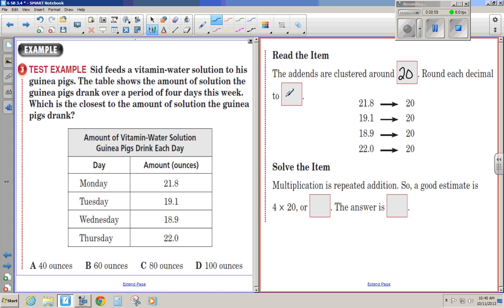So round each decimal to 20. 21.8, we're rounding to the tens, and to the tens, and to the tens. All of them round to 20. Now that they repeat, multiplication is repeated addition. So a good estimate is 4 times 20, or 80. So the answer should be C. Now you could just go ahead and add them together if you wanted to, but multiplying is much faster.